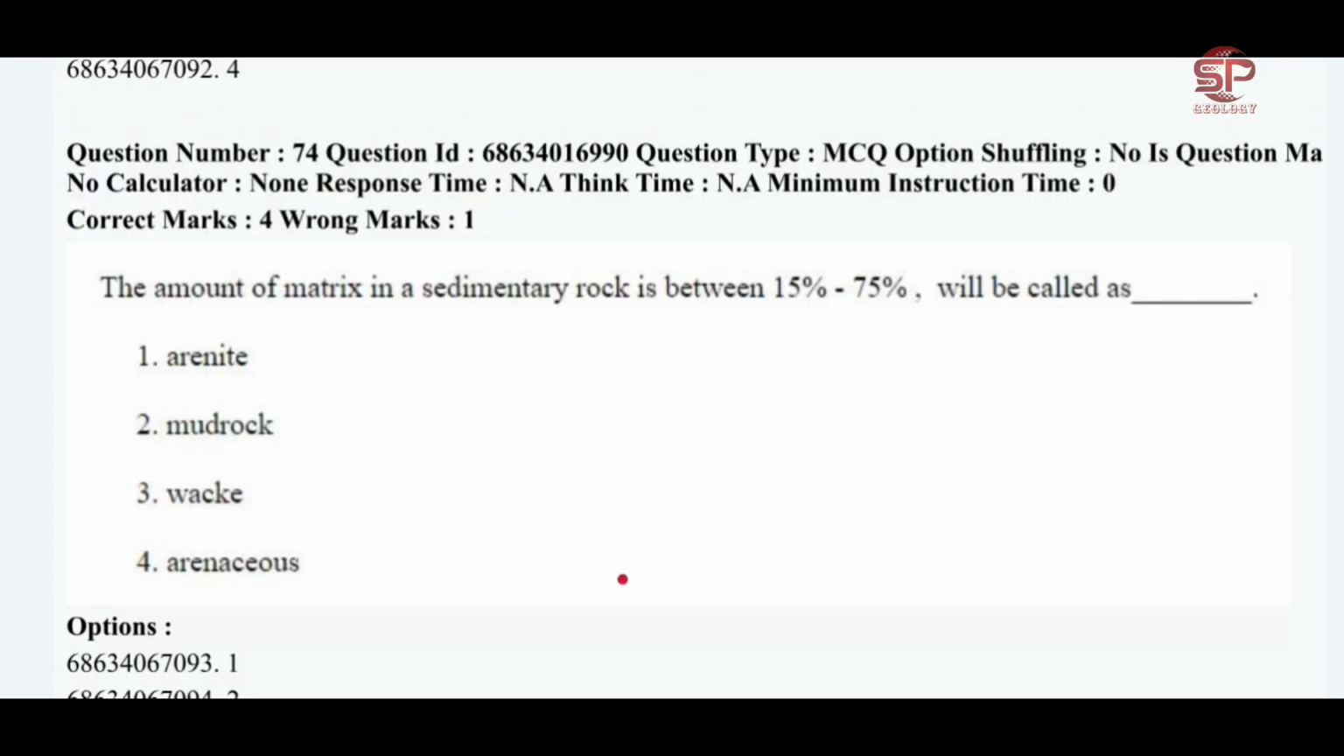So if the amount of matrix in a sedimentary rock is between 15 to 75 percent, it is wacke. Less than 15 it is arenite, 15 to 75 it is wacke, greater than 75 it is mudstone.